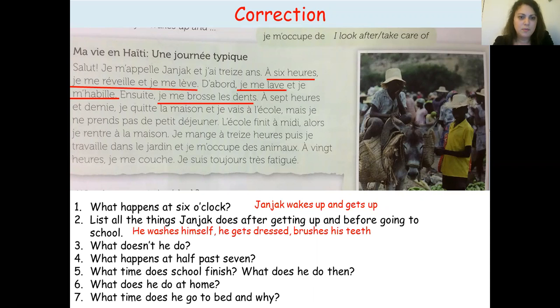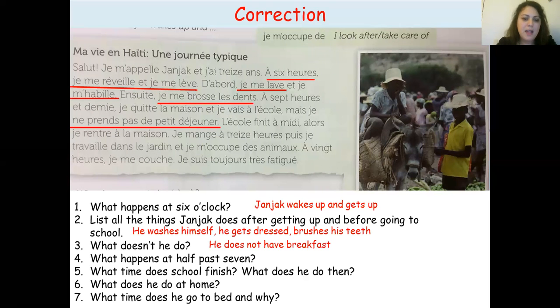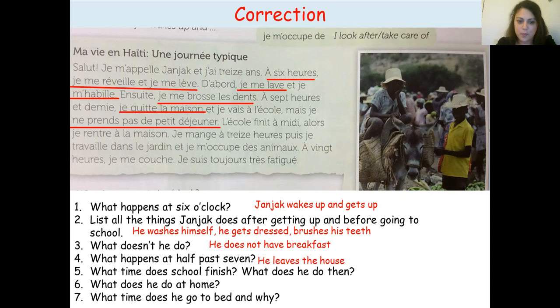What doesn't he do? So here we're looking at a negative. And we can see here, je ne prends pas de petit déjeuner is I don't have breakfast. So he doesn't have breakfast was the answer. What happens at 7:30? So here, same technique. We translate the keywords in the question, which is 7:30, 7h30. If we look at this in the text and then we zoom in, what does he do? Je quitte la maison, et je vais à l'école. So he leaves the house and he goes to school.